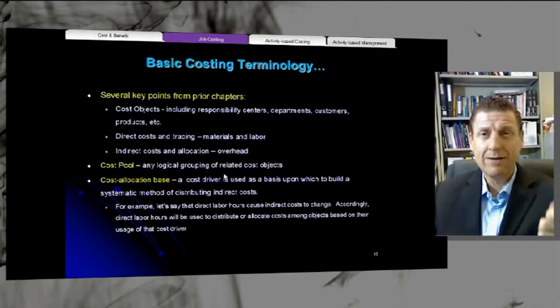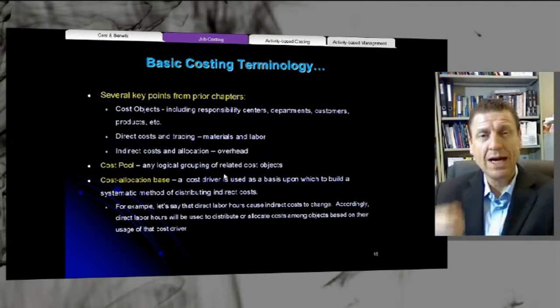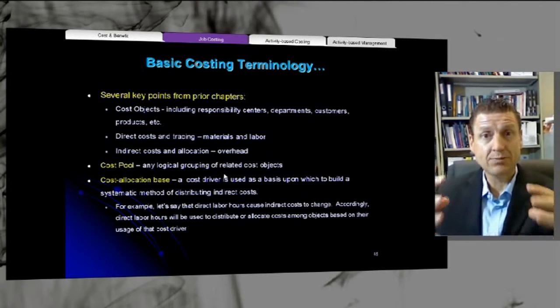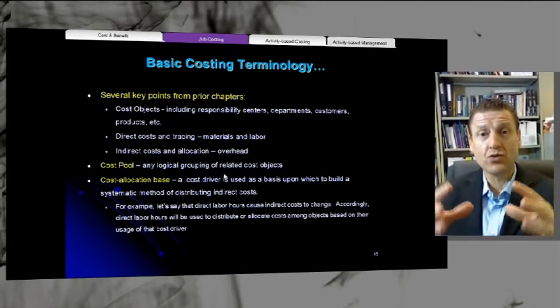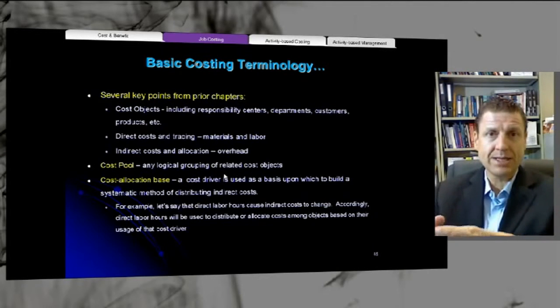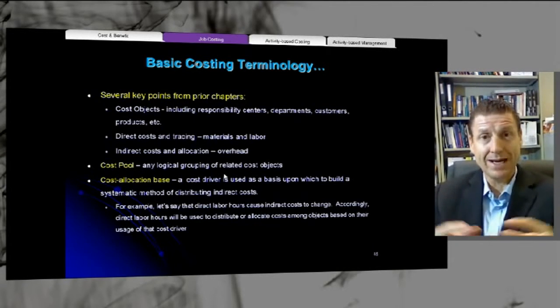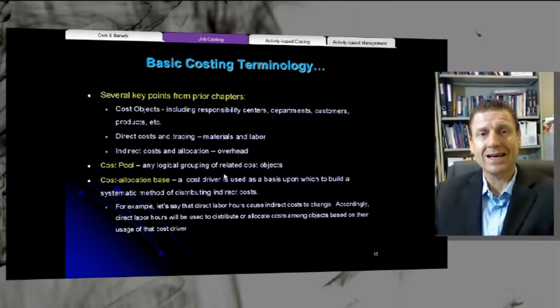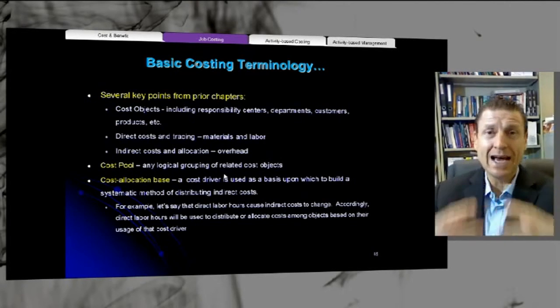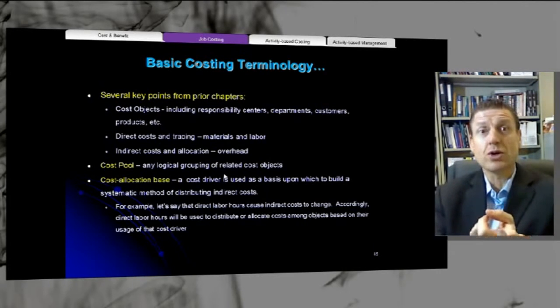There are direct costs, very easy: materials and the direct labor that you employ on the factory floor. And then you've got the indirect costs, overhead, that are increasing over time as products become more sophisticated. So we need a cost pool. That's a logical grouping of any cost objects, like a bundle of products, like a particular customer segment that we may allocate cost to. And we have a cost allocation base. That is the cost driver that is used, the basis upon which to build a systematic method of distributing indirect costs. As I mentioned, machine hours is a really good cost allocation base.